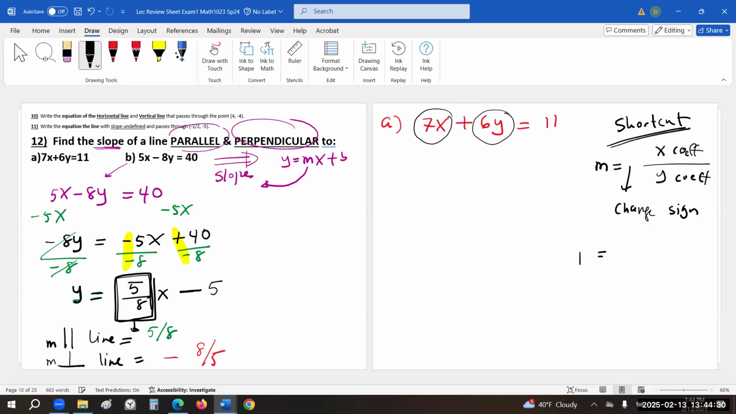So we have slope is 7 over 6, right? But then you have to change the sign. Negative 7 over 6. X coefficient divided by y coefficient, and then you change the sign. So if you tell me that you know the shortcut, okay, no problem. You don't have to do all this hard work. But let's say you forgot your shortcut, then you have to do all the details. Question, Medicine?